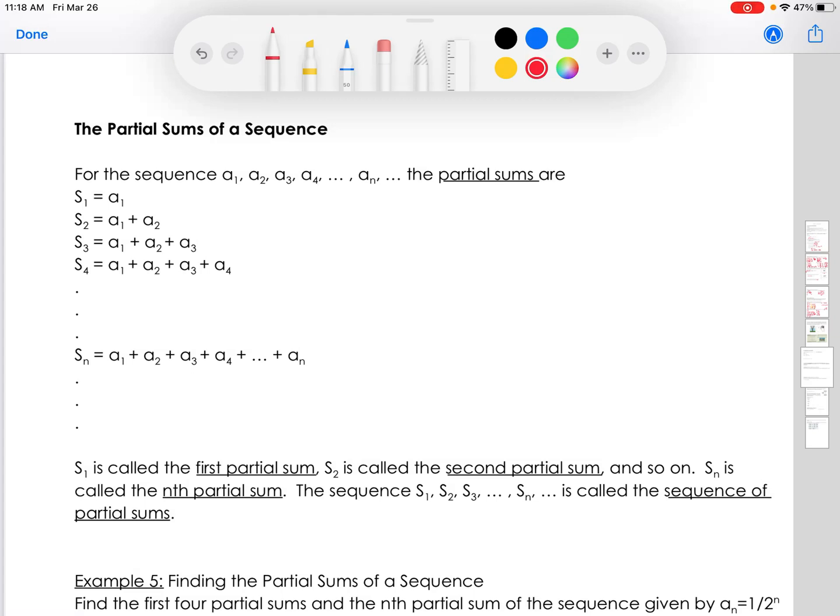Partial sums of a sequence. So in calculus, we're often interested in adding the terms of a sequence together. So this is going to lead to this definition where we have partial sums.